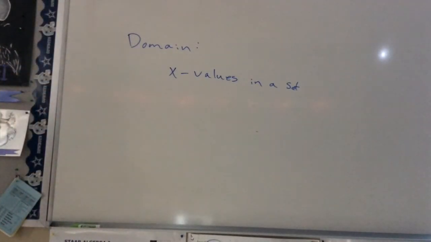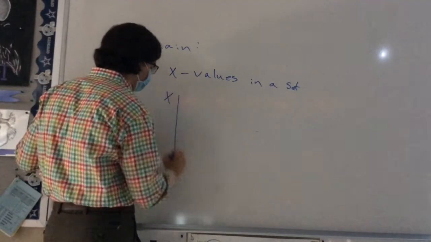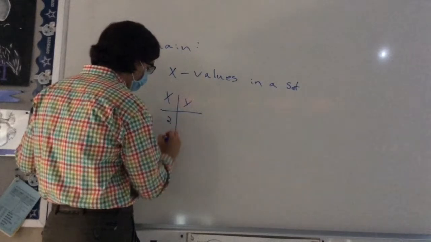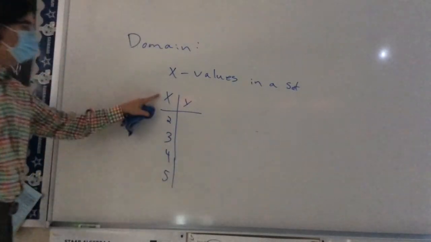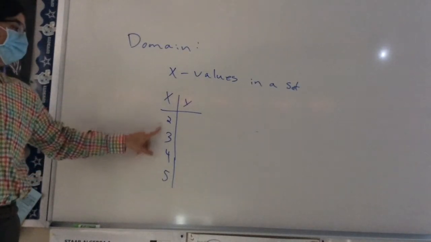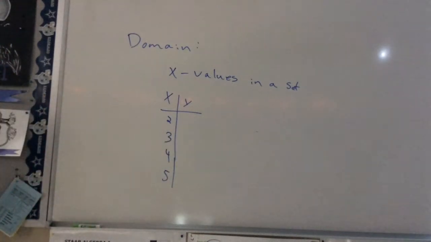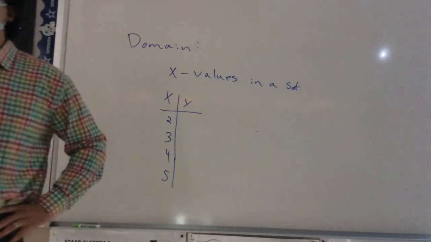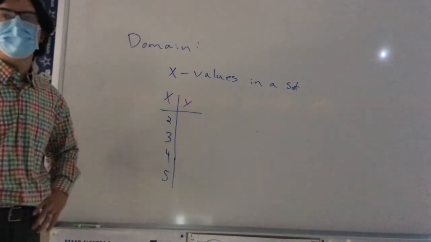Perfect. So all of the x values in a set, let's just create a table real quick. 2, 3, 4, and 5. This is my x. So the domain of this problem would be 2, 3, 4, and 5. My y values don't matter. That's a totally different word. We'll talk about what y's are, and just in case you're curious, it's the range, but I'm going to talk about that one tomorrow. Okay? So your domain would be 2, 3, 4, and 5.